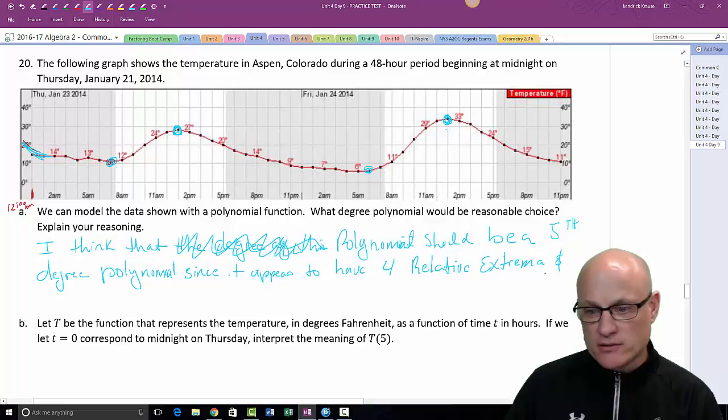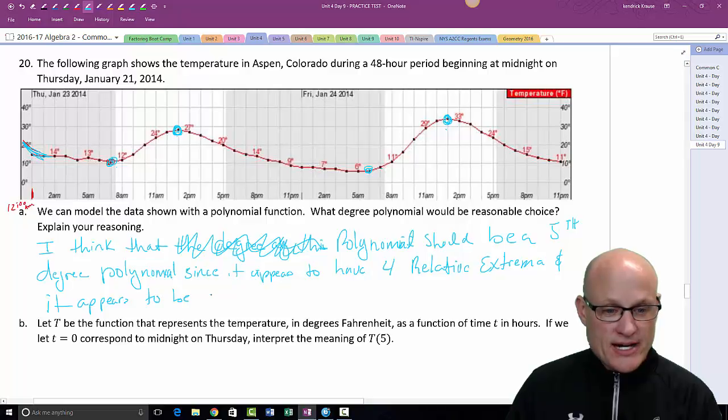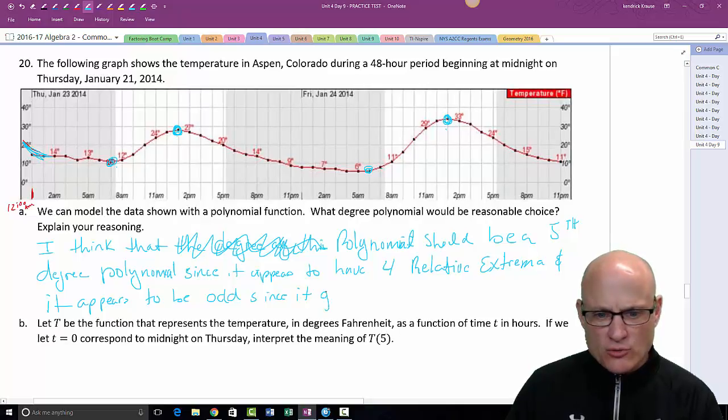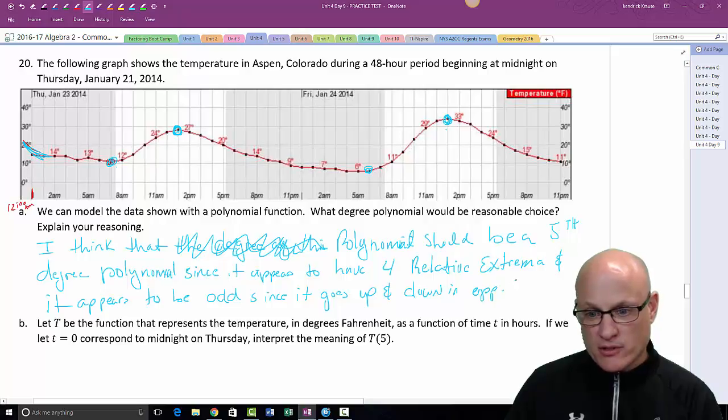And it appears to be odd, since it goes up and down in opposite directions.